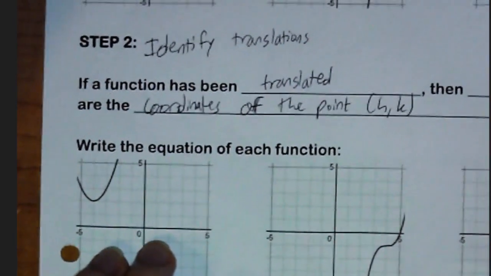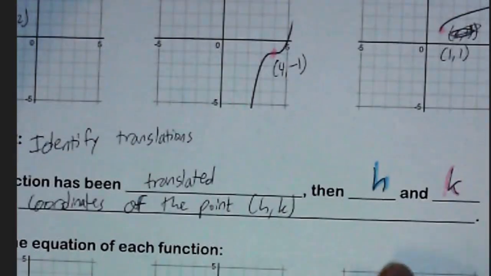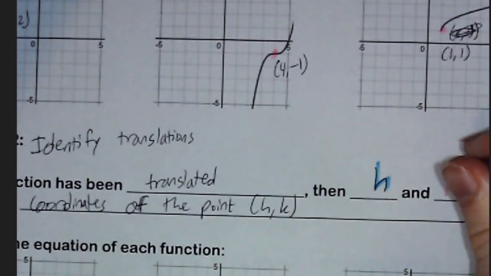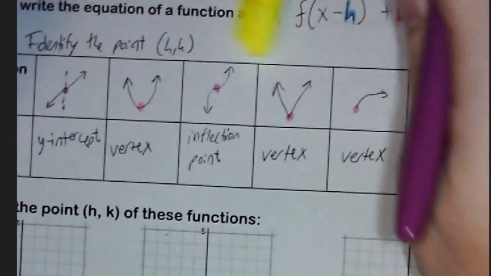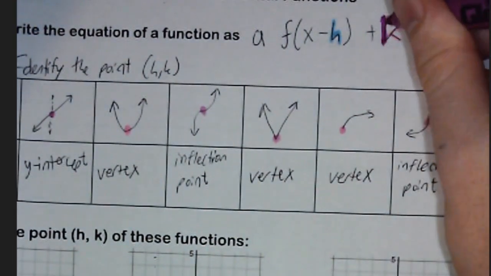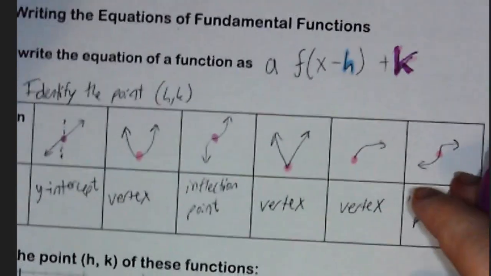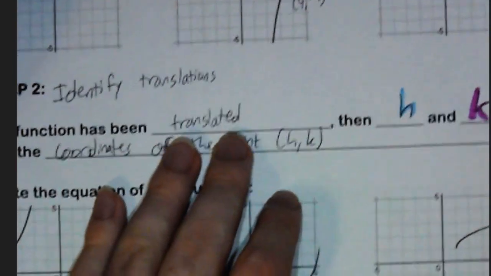Okay, let's get started with the point h comma k. Actually, I should have highlighted that in purple. Doesn't really matter, but I've been doing the h comma k point in pink, so I want to use a separate color.